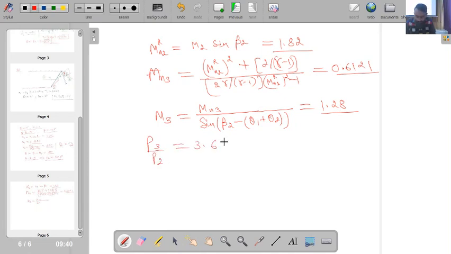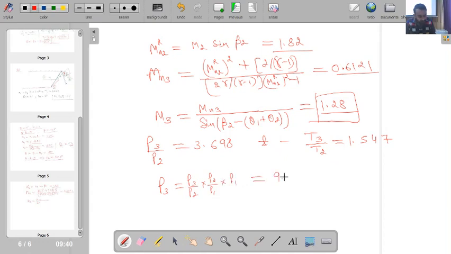This will come out to be 3.698. I will not explain it, you can calculate it on your own, because it is simple now. So P3 by P2 and then T3 by T2, it comes out to be 1.547. And now if you have to calculate P3, that I have already explained to you, it will be P3 by P2 into P2 by P1 into P1, and if you calculate, finally its value comes out to be 9.88 atmospheric.